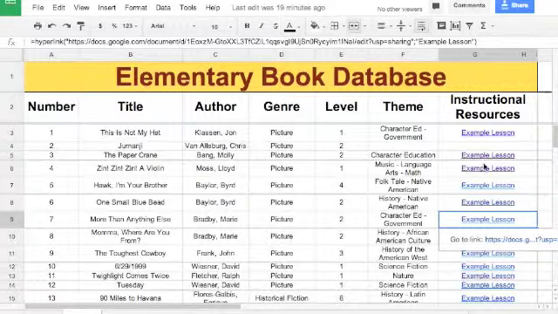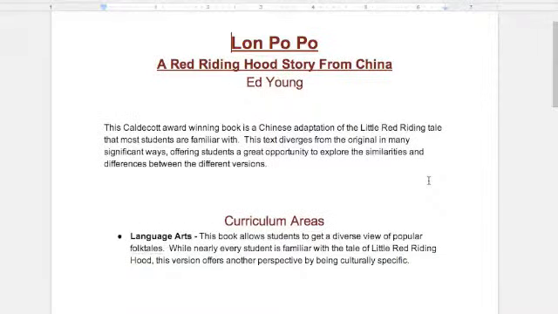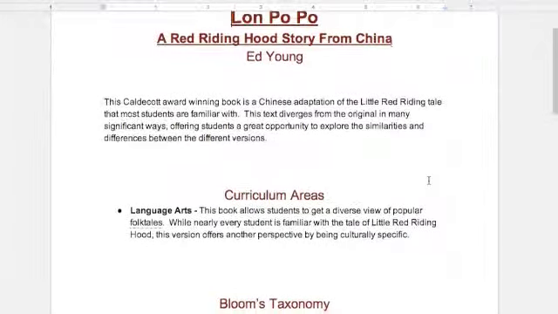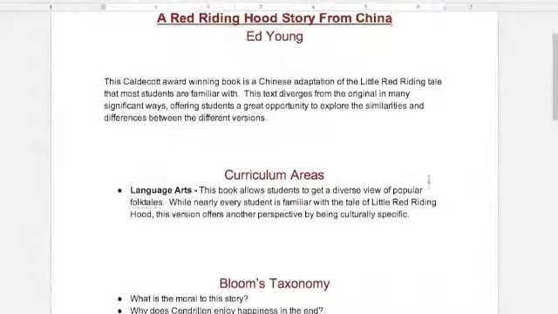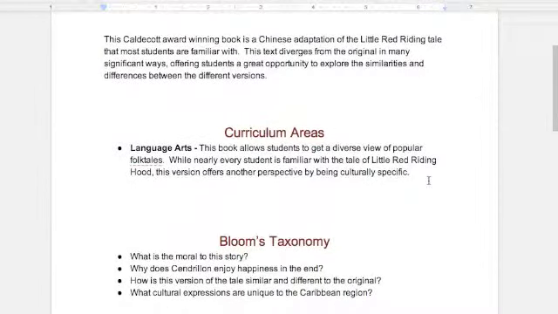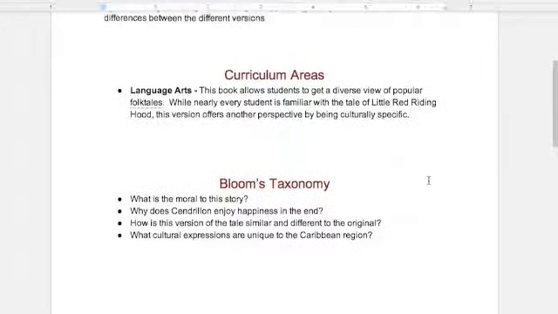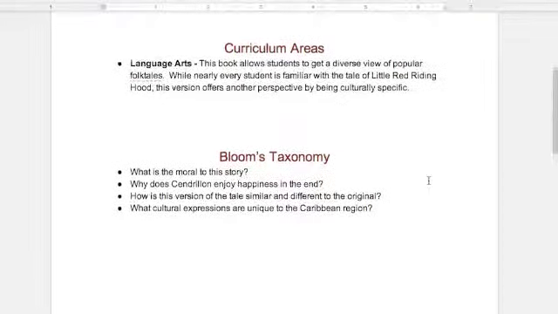And so what some of those might look like, for example, Lon Po Po is a Red Riding Hood story from China. It's a folktale, an adaptation of the Red Riding Hood story that we're probably more familiar with. And so these documents can give you a brief summary of what the book is about, give you some ideas about how to tie it into different curriculum areas, as well as some questions that would fit into different areas of Bloom's taxonomy.